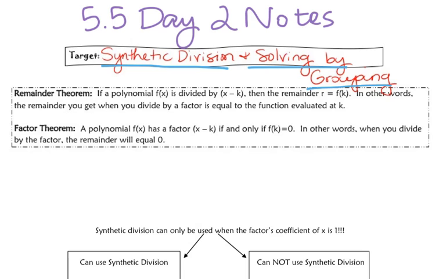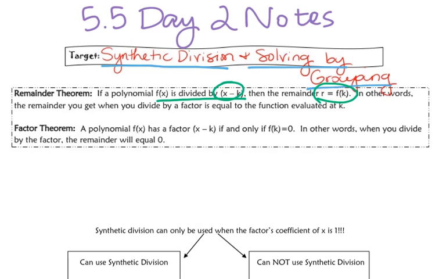So the first two theorems that I put at the top here are a review of ones that we did when we were doing long division. So the first one is a little bit of a recap here. It says that if we take some polynomial and divide it by a factor, whatever our remainder is equal to the function value at k, where k would be the solution of whatever that factor is.